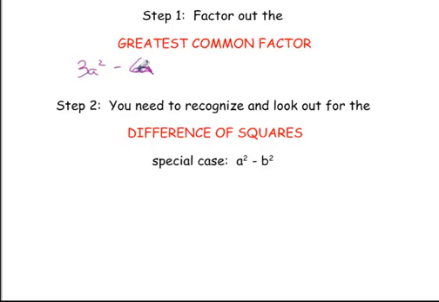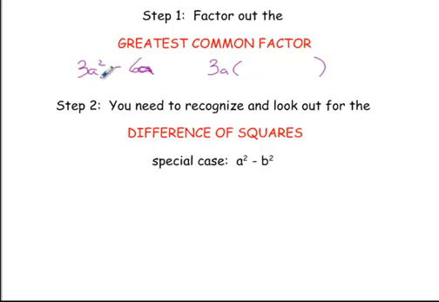You see what these two terms have in common. They have a 3 in common because 6 is just 3 times 2. They also have an a in common. Remember that a squared is just a times a. So the greatest common factor is 3a. And then we are going to put parentheses for what would be left over when we factor it out, or it's like dividing it out.